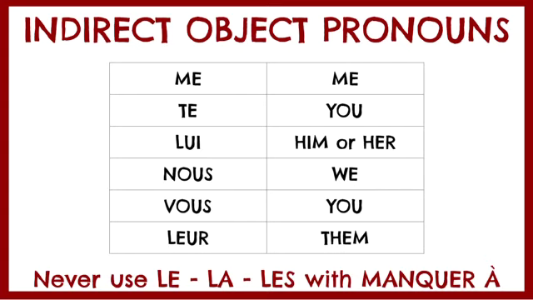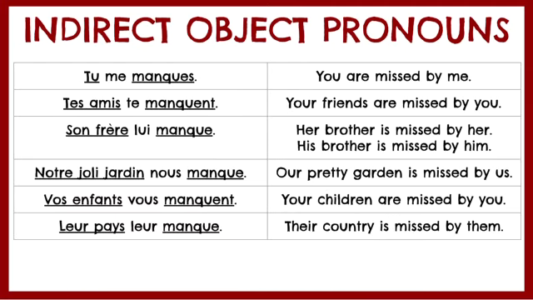Me. And also, you'll notice that nous and vous, your indirect object pronouns, look exactly like subject pronouns. But you'll see some of this in the examples I'm going to show you. Never use le, la, and les with manque à. So just forget about it, because when you have an à before a person, you need indirect and not direct. And le, la, and les are direct object pronouns. Okay, let's have a look at some examples.